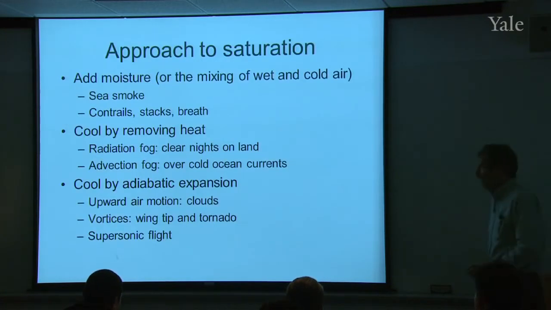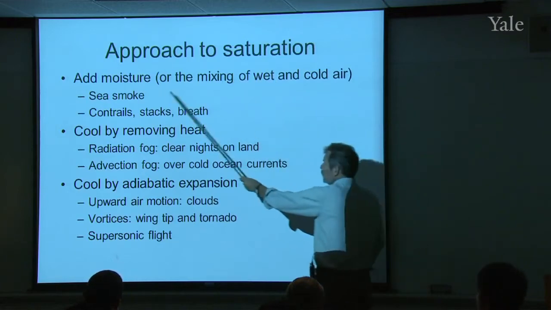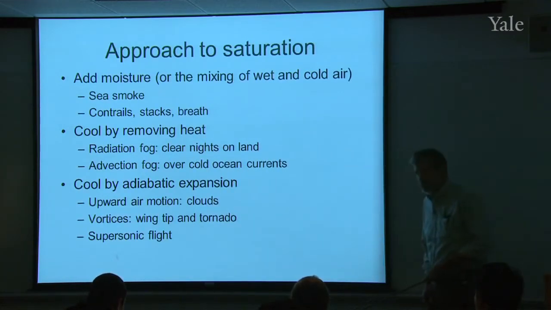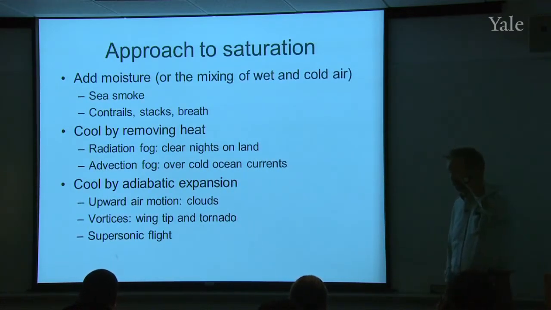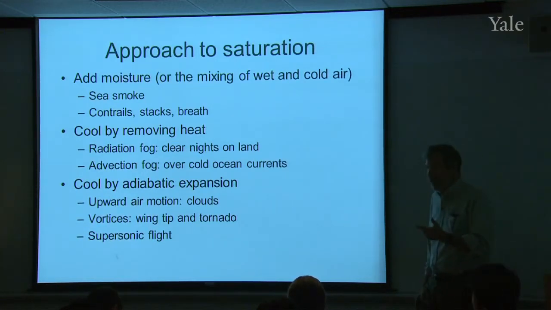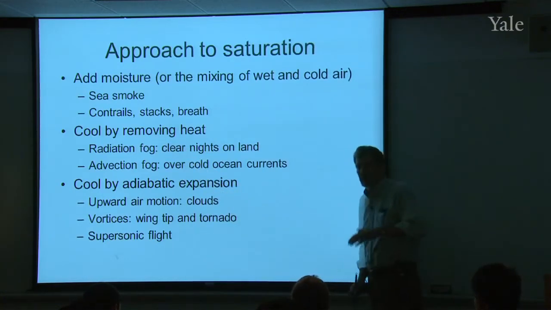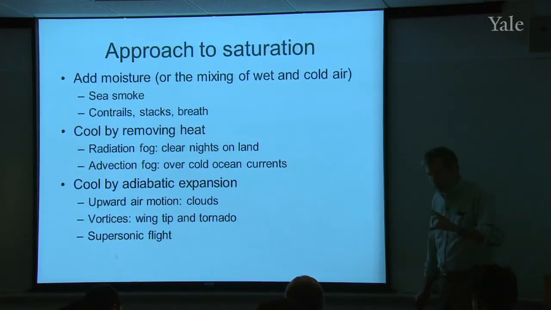And I mentioned this last time. So to approach saturation, you can add moisture. That moves you up on that diagram. Or you can drop the temperature. And there are two common ways that the temperature could be dropped in an atmospheric system. One would be to cool it by removing heat. Put that little piece of air next to something cold, and the heat is drawn out of it by conduction.